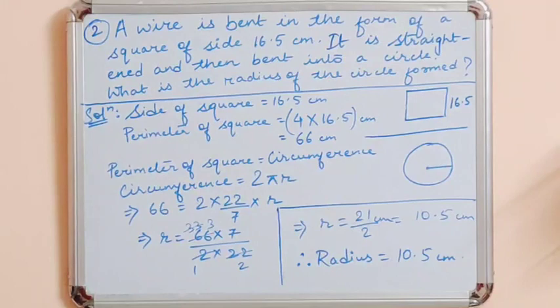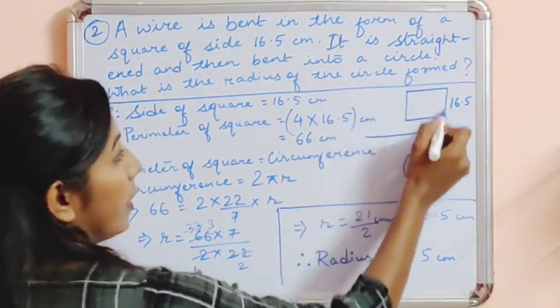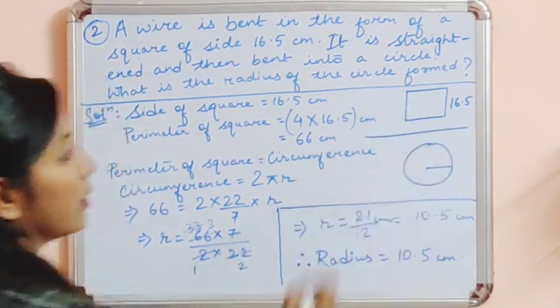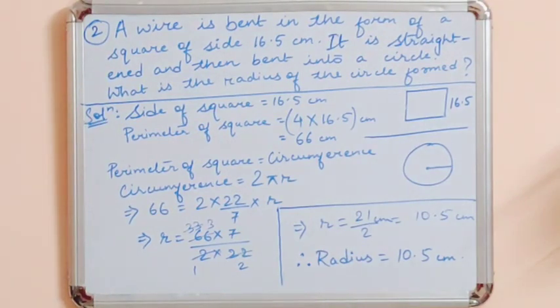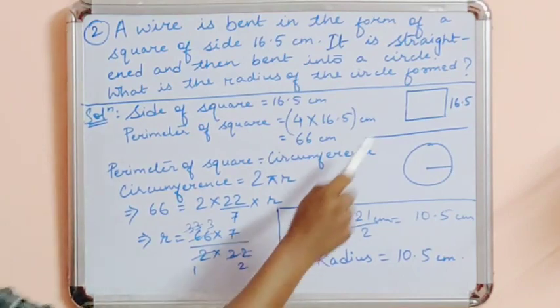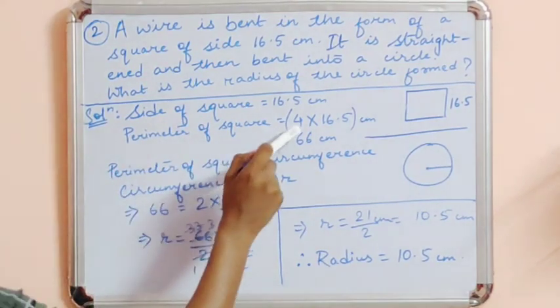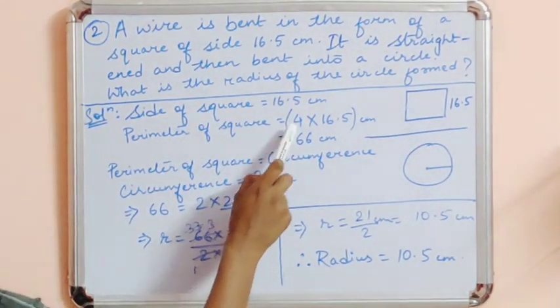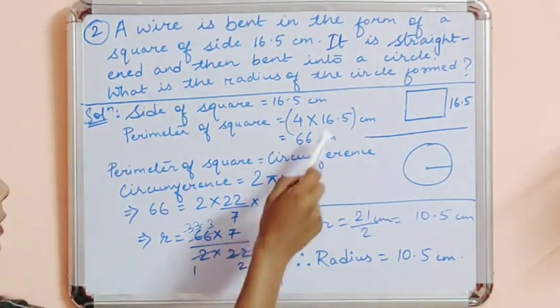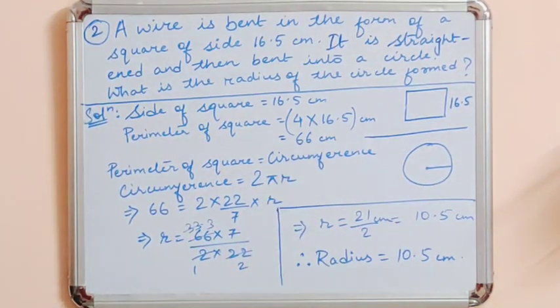See, here we are using a wire and from that wire we are making a square and a circle. So what do we need to calculate, the perimeter or the area? Obviously the perimeter, because we are dealing with the boundary of both the figures. So perimeter of the square will be 4 into side. So 4 into 16.5, which is 66 centimeter.